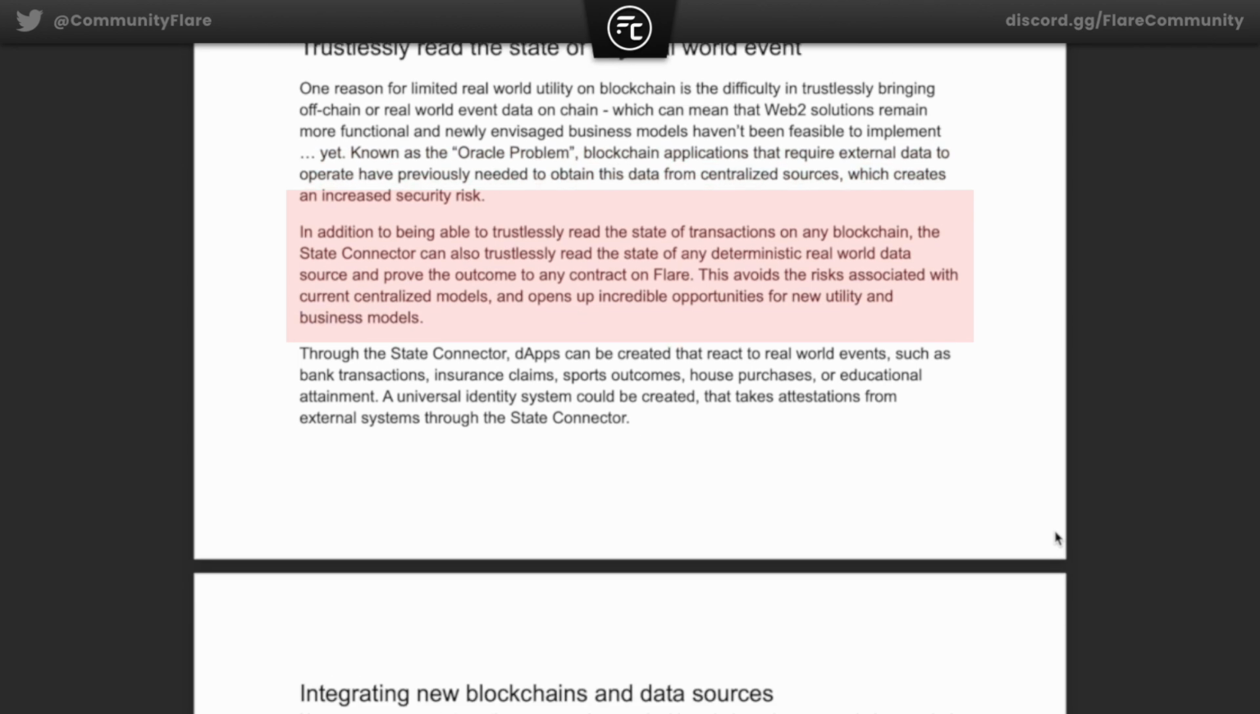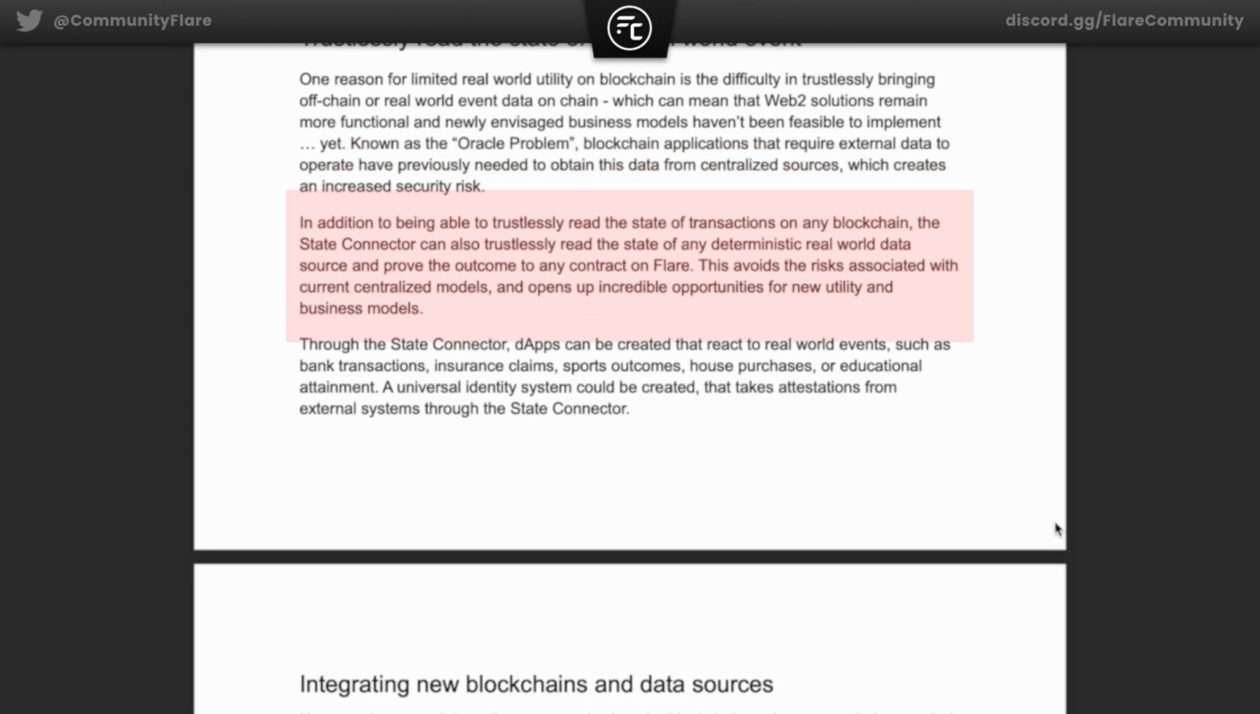In addition to being able to trustlessly read the state of transactions on any blockchain, the state connector can also trustlessly read the state of any deterministic real-world data source and prove the outcome to any contract on Fleur. This avoids the risks associated with current centralized models and opens up incredible opportunities for new utility and business models. And this is something that no other network are doing.